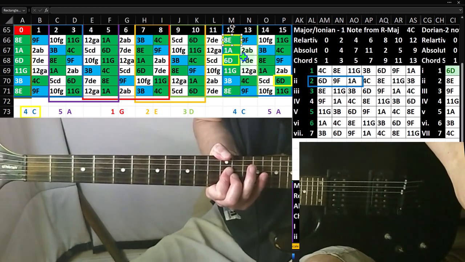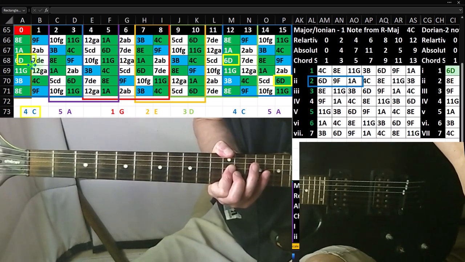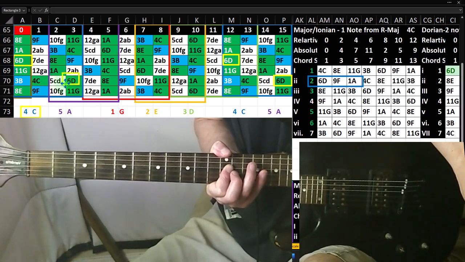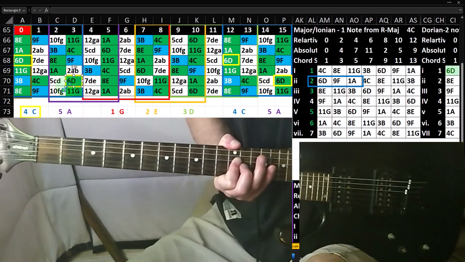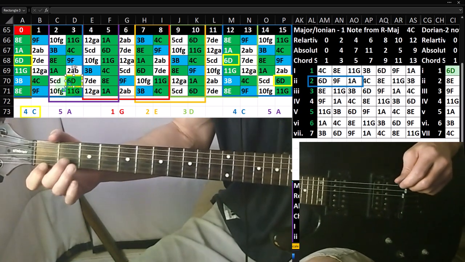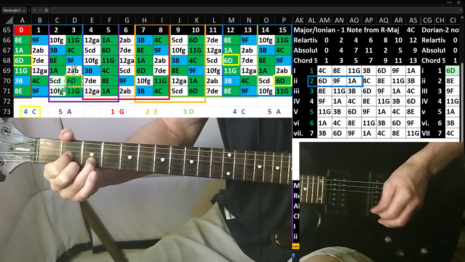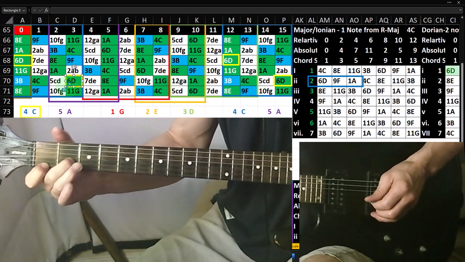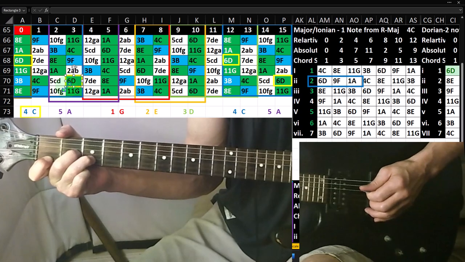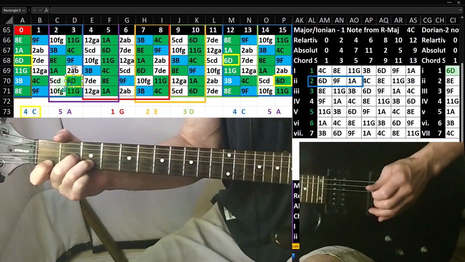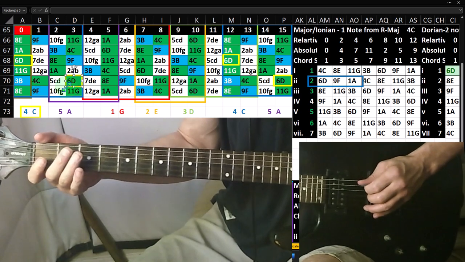Right, and then I could do the same thing on this side and say, okay, could I do that in open position? So if I was in open position, it's the same shape, but now my D looks like this. That would be a D major. What am I doing? D minor would look like this. So that would be my D minor, and if I was to play this, it would be open position.